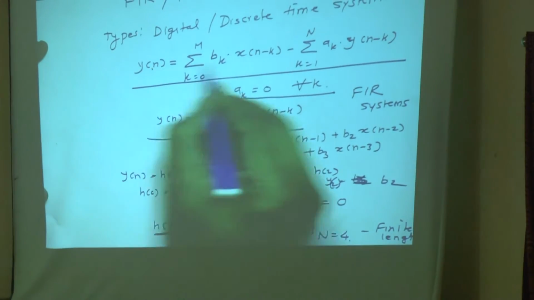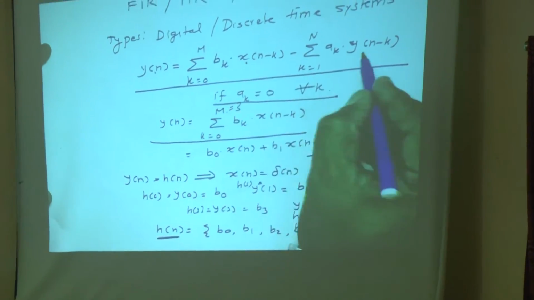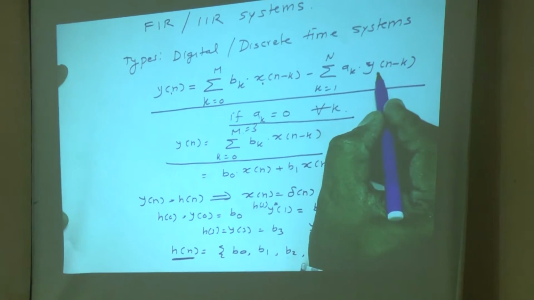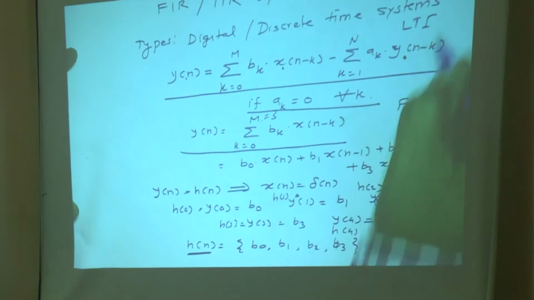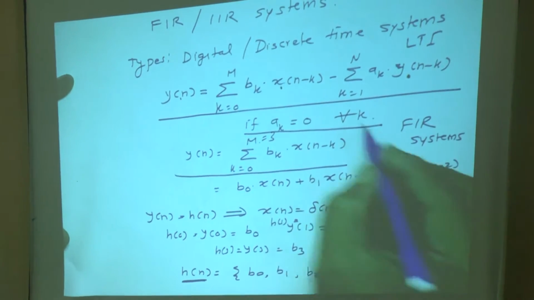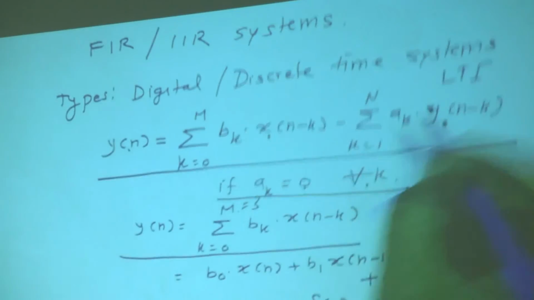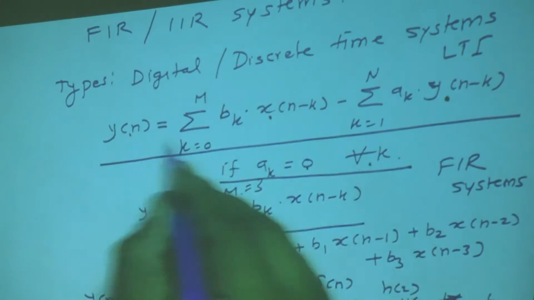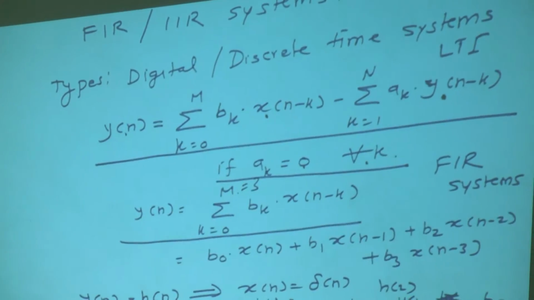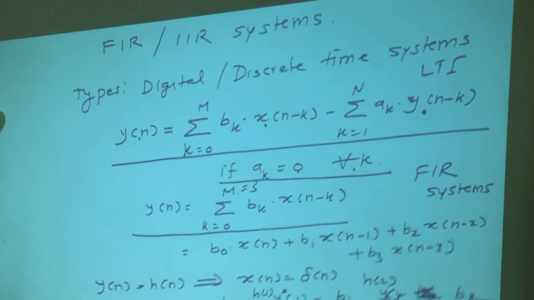Present output is a function of present and past inputs and past outputs. This is a linear time invariant system characterization. When the a_k are 0 for all k, that means this term does not exist. Only this part remains. That automatically means it's an FIR system.